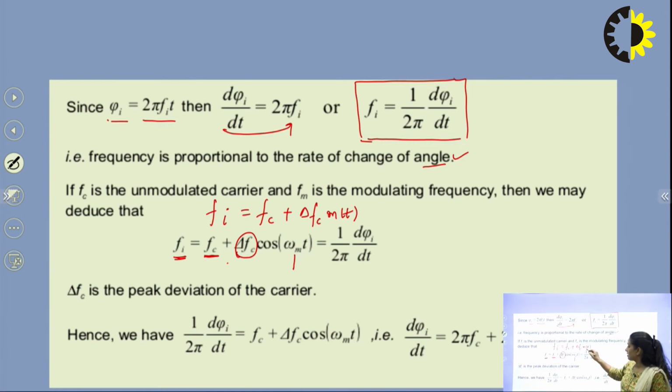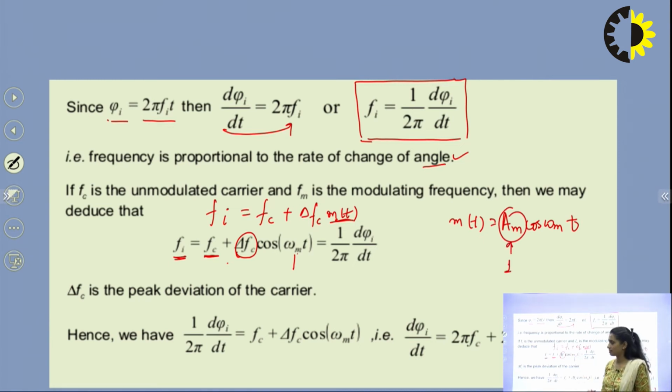right? Considering the amplitude of my message signal to be unity, I may expand mt as cos omega mt, right? My mt is usually Am cos omega mt. For my ease, I may consider this term to be unity and I may write it like this. Now let's compare. Here del fc is the peak frequency deviation of the carrier, that is how much deviation there is from the central frequency, from the carrier frequency.